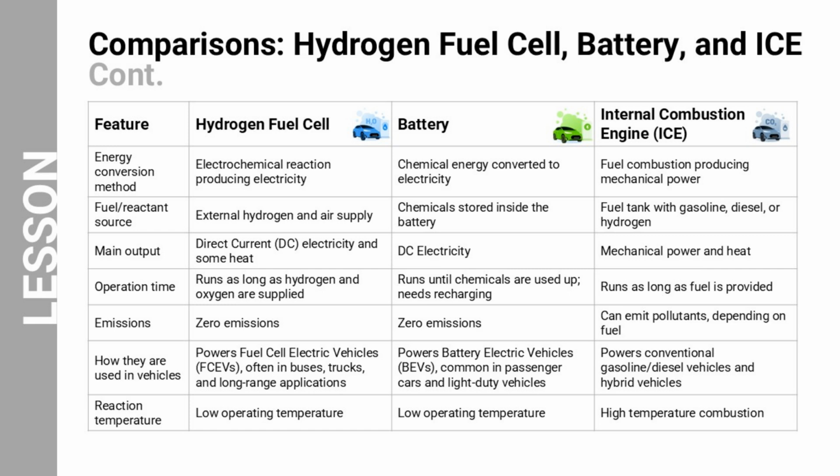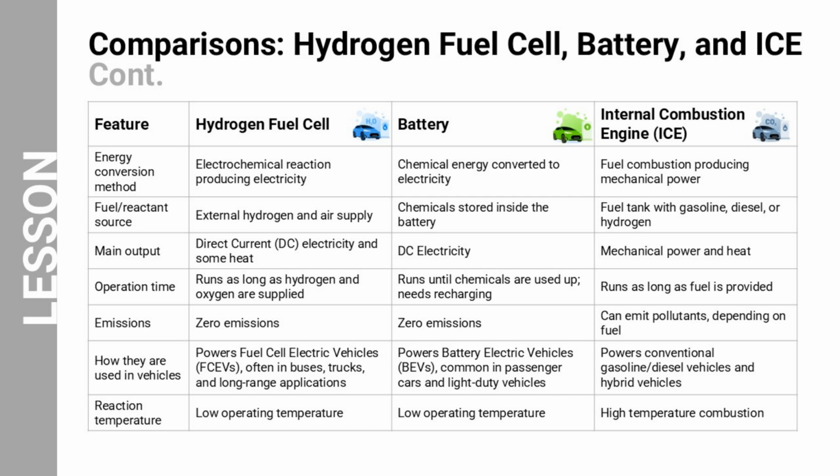This table compares hydrogen fuel cells, batteries, and internal combustion engines. Hydrogen fuel cells and batteries both use electrochemical reactions to generate electricity. However, hydrogen fuel cells receive hydrogen and oxygen from external sources and can continue producing electricity as long as fuel and air are supplied. Batteries store their chemical reactants inside the device and must be recharged once their stored energy is depleted. Hydrogen fuel cells generate electricity directly without combustion.